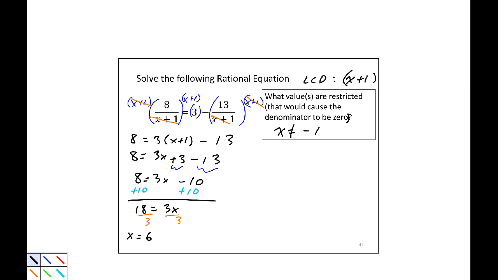Now 8 divided by 6 plus 1, all right, and that is 3 minus 13 divided by 6 plus 1. Oh, 13. I put in a 1 instead of a 13. There we go. Okay, both sides of the equation are equal, and that is our valid solution.